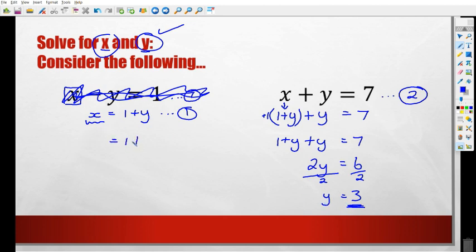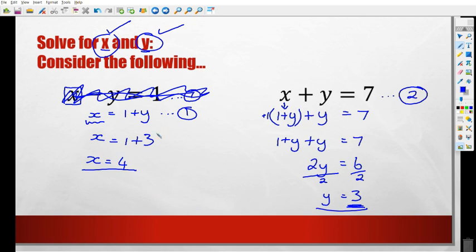So I've got 1 plus, what is y? 3. And what is this equal to? x. So I've got x is equal to 4. Oh, wow. Isn't that amazing, guys? Now I've solved for x, and I've solved for y simultaneously.